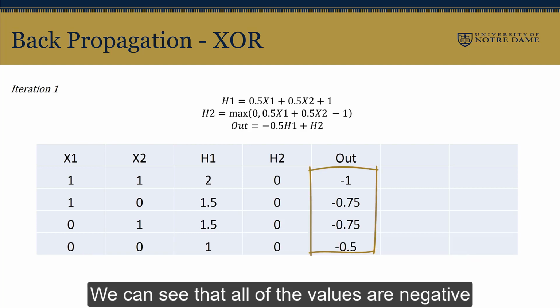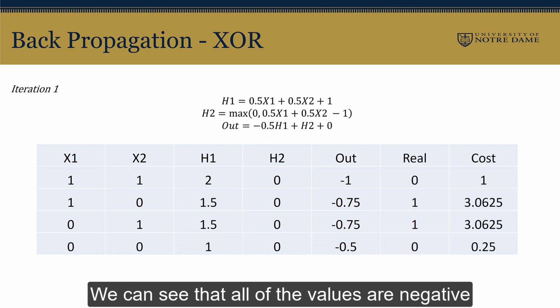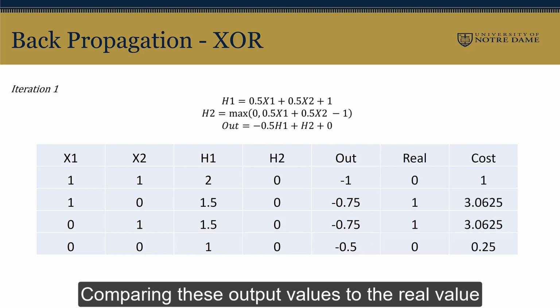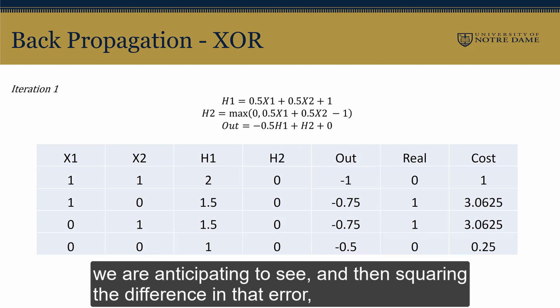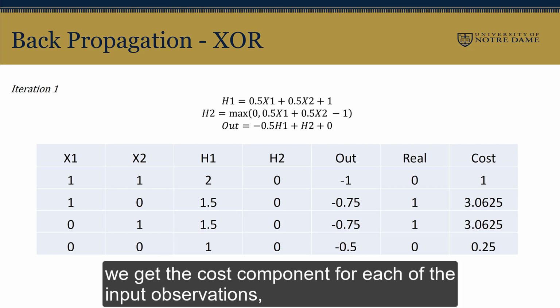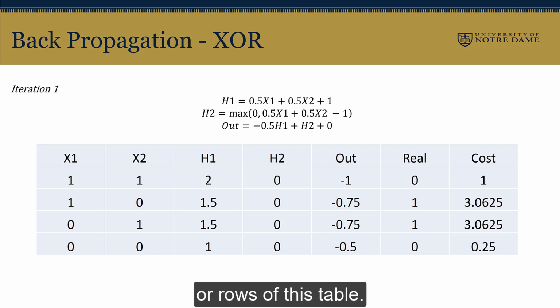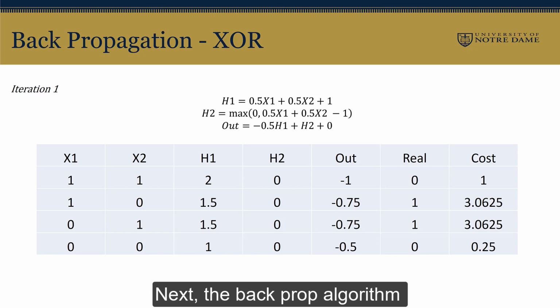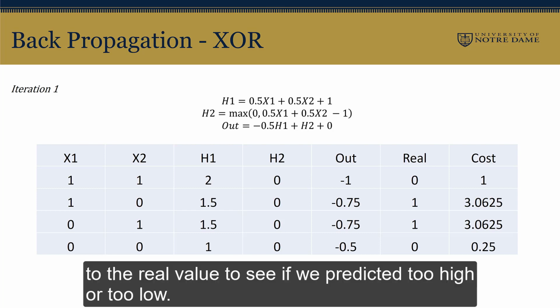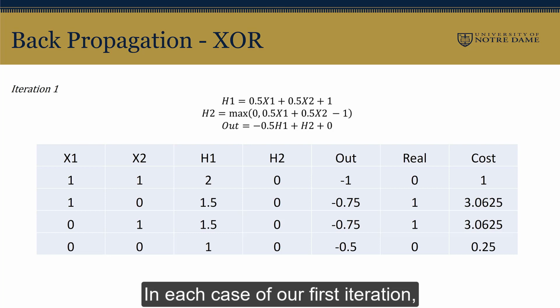We can see that all of the values are negative. Comparing these output values to the real value we were anticipating to see, and then squaring the difference in that error, we get the cost component for each of the input observations or rows of the table. Next, the backprop algorithm looks at each row of our data set and compares these output values to the real value to see if we predicted too high or too low. In each case of our first iteration, our predictions were too low.